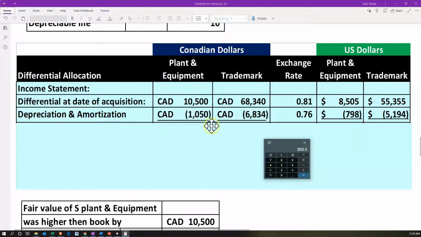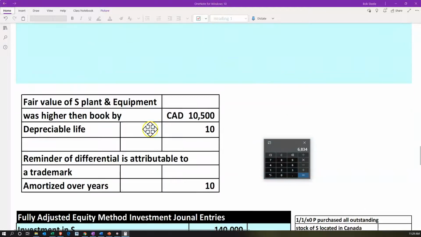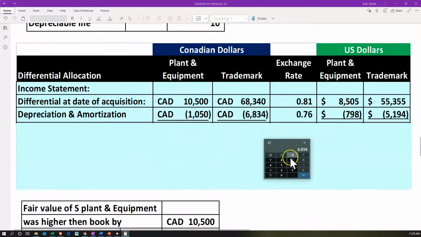So then we have the trademark, same thing. We have the 68,340, and I think we just said 10 years on that one too. So divided by 10, that's going to give us the 6834. Multiplying that times the average exchange rate, 0.76, is going to give us about 5194, which is different than what we would have done if we took the US dollars, 55,355, divided by the same 10 years. Different number because of that changed rate.